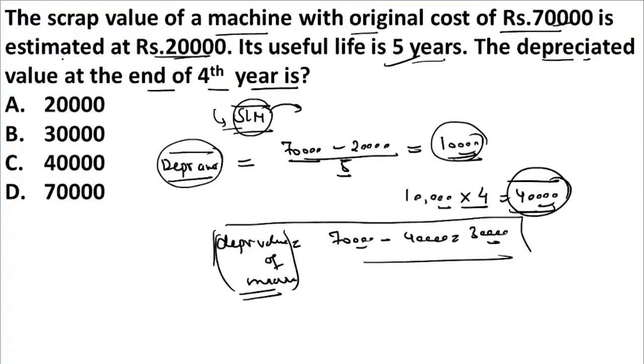So the depreciated value of the machine would be 30,000 rupees. This is how we solve questions in the exam. I hope it is now clear. So if the question asks for the depreciated value of the machine at the end of the fourth year, the correct answer is 30,000 rupees. I hope it is understandable.